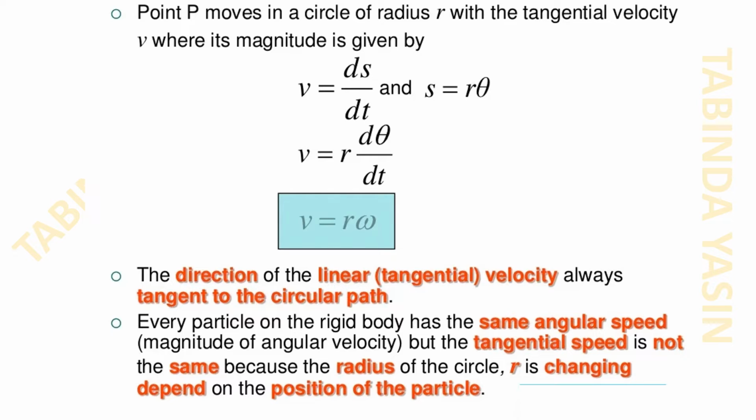From the figure you can see that point P moves in a circle of radius r with the tangential velocity v. You know that the linear velocity v makes a tangent with the circular path. Its magnitude is given as v is equal to ds over dt, and you know that s is equal to r theta. So when we substitute s is equal to r theta, we get v is equal to r d theta by dt.